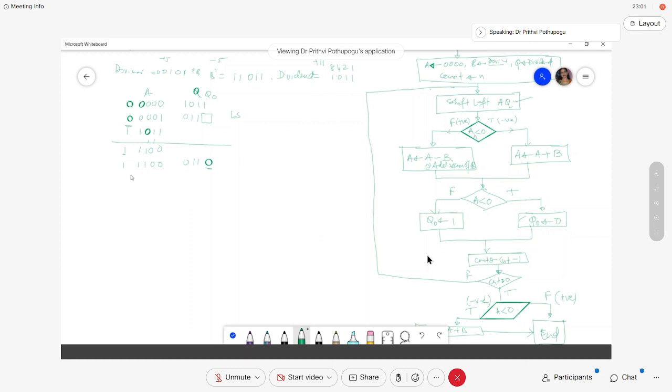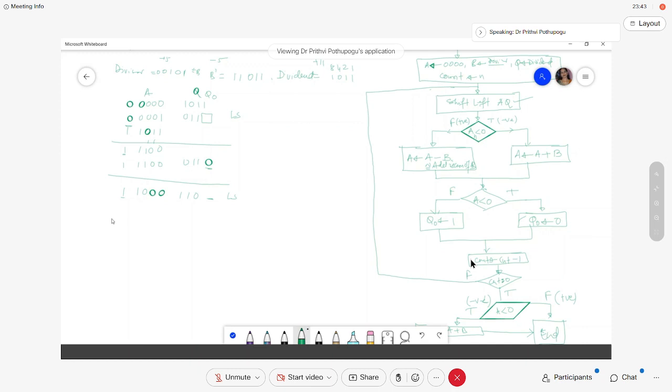Now what we have to do, we need to do the decrement of the count. Then it is not complete, so back we go and do a left shift. Left shift: 1, 1, 0, 0, 0, 1, 1, 0. Now this Q0 has to be decided. Now this is less than 0, sorry, negative. Negative means we need to add B.